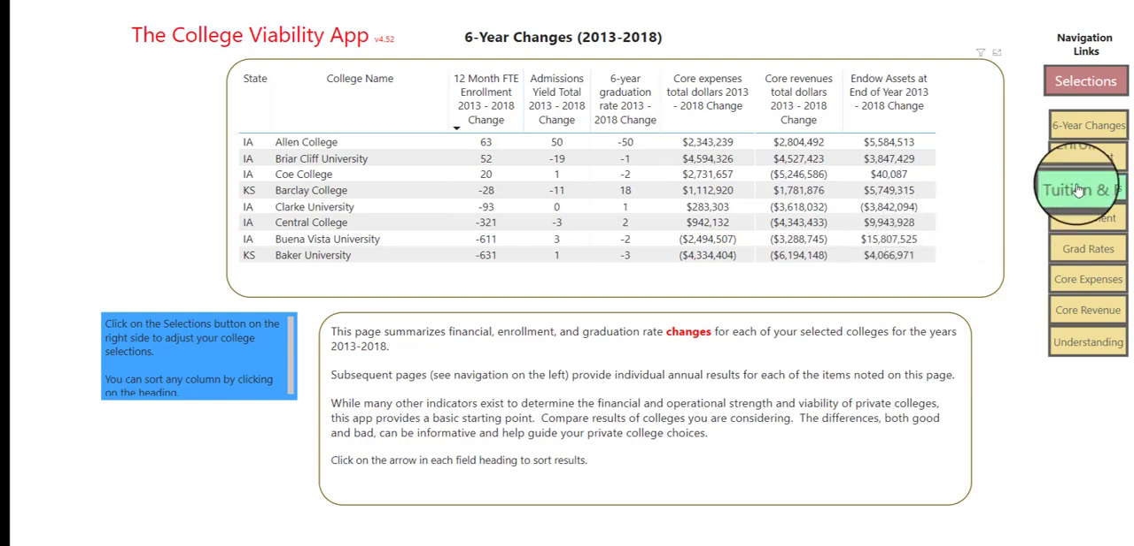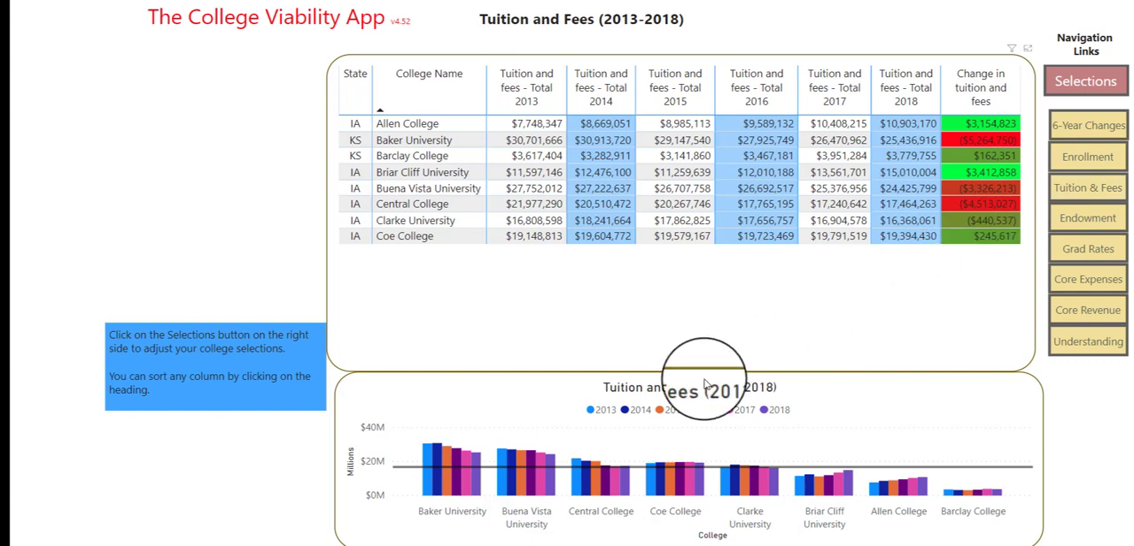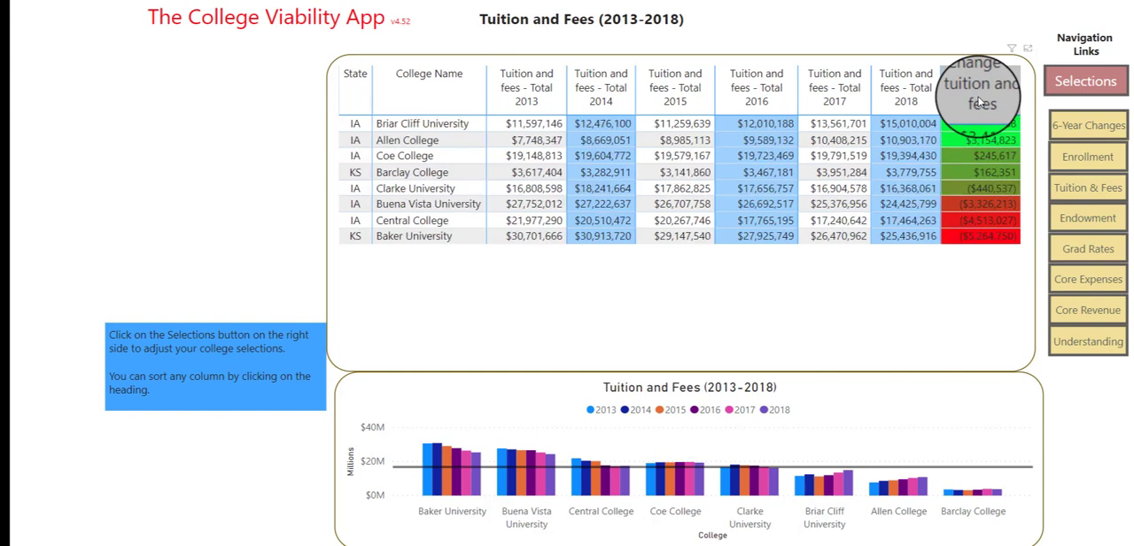We can do the same for tuition and fees. We start to add some graphic images at the bottom. The line always represents the 50th percentile, and you can see 5 of the 6 years represented here. And all the sorting features that we saw previously are available as well.